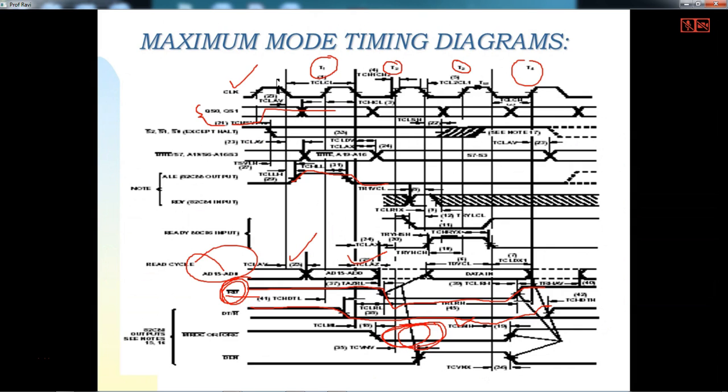The difference is here, there is no directly available ALE. So here you are adding up QS0 and QS1 to generate your ALE equivalent signal, and here you have the data transmit signal and data enable signal. Okay, and memory read. So this 8288, if you connect it to a CRO, then you can observe these things in maximum mode of operation.